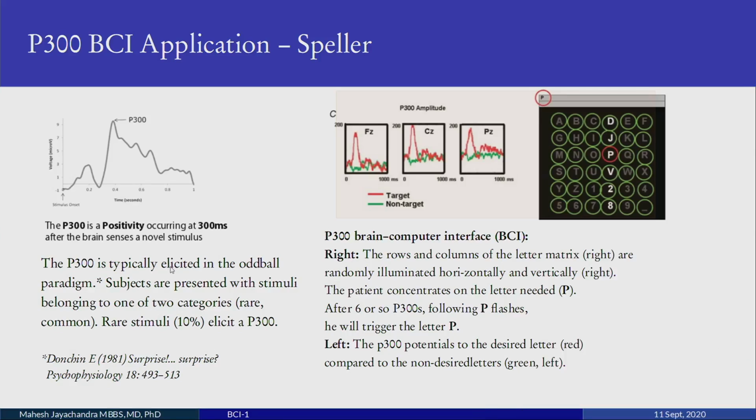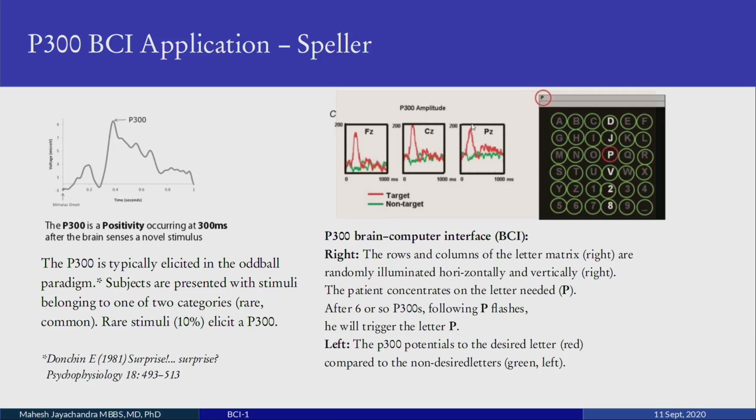In the lab you have an oddball stimulus. Subjects are presented stimuli of two different categories, a rare category and a common category. The rare stimuli elicit a P300. This was one of the early papers, by Emmanuel Donchin, in Psychophysiology. It's a surprise, surprise. So this is one of the early descriptions of the P300.